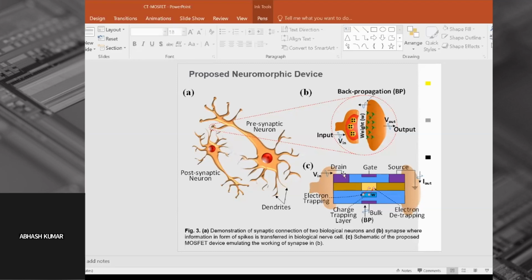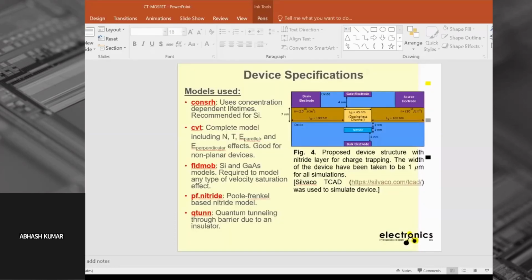So to simulate such a synaptic activity on electronic devices, what we have proposed is a charge trapping transistor having drain which is acting as the input, and the source current is acting as the output, and these weights are modified by charge trapping inside this charge trapping layer. So first have a look at the details of our proposed device.